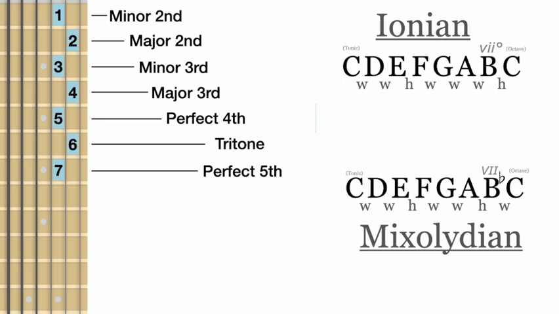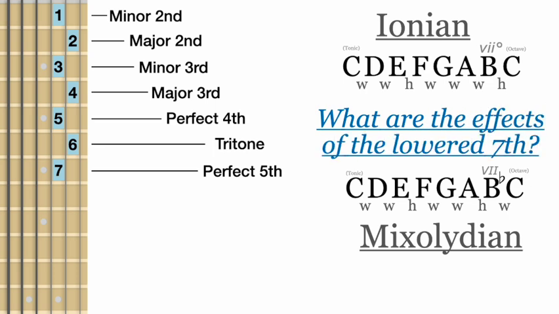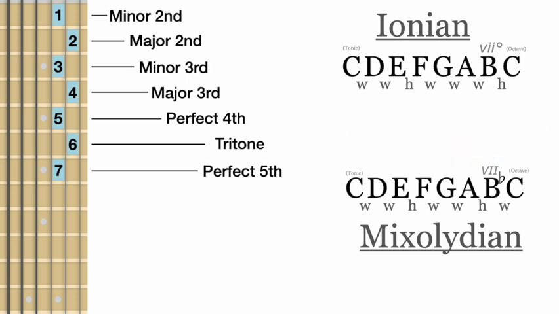Now here, we're going to have a conversation about what the effects of this lowered 7th are. We flattened the 7th note. What is the effect of that actually going to be on our scale? Well, it doesn't really affect any other notes as we're looking at this. The C, the D, the E, the F, G, A, they all pretty much stayed the same.